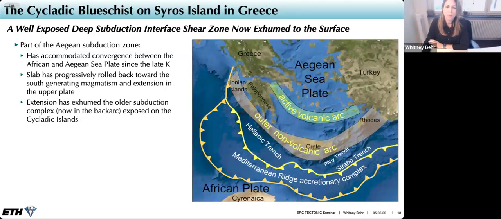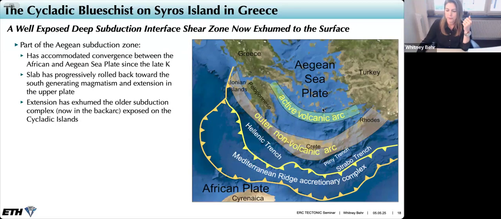So the particular subduction complex I'll be focusing on today is the spectacular Cycladic Blueschist Unit in the southern Aegean. It's part of the currently active Aegean subduction zone, which has been accommodating convergence between the African and the Aegean Sea plate since the late Cretaceous. And through time, the slab has continuously rolled back toward the south, generating magmatism and inducing extension in its wake. And that extension has exhumed the older, previously subducted and accreted material.